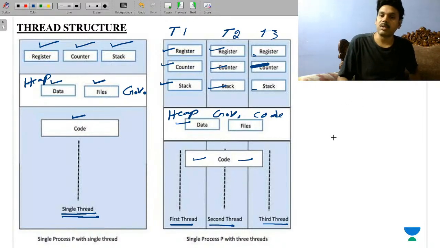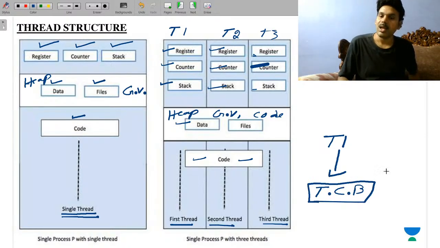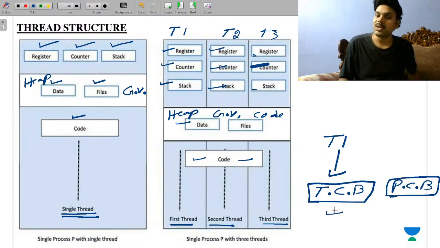Thread control block. When I am creating thread 1, then what is associated with it? TCB, the thread control block, along with your PCB, the process control block, is also being controlled and managed. That means your TCB is pinned along with your thread to the ready queue, because I need to observe every time what the state of the thread is, whether I am in a blocking state or in a runnable state. That information is given by your TCB.